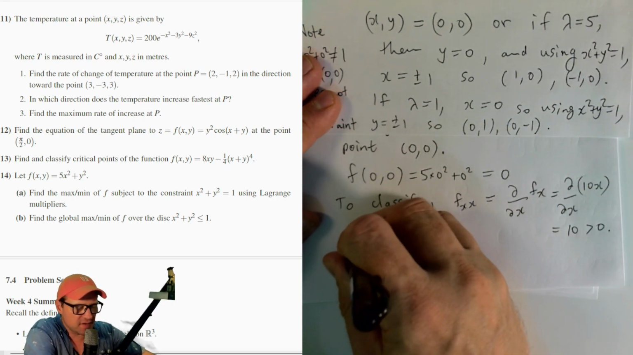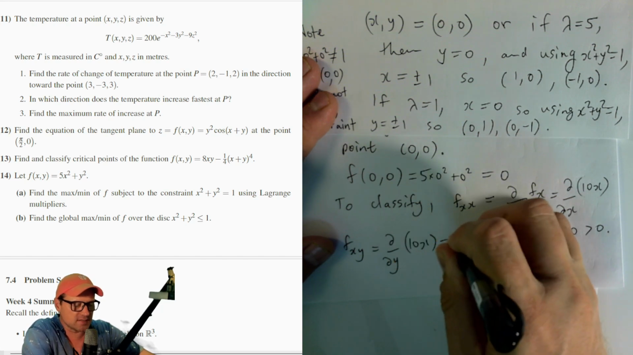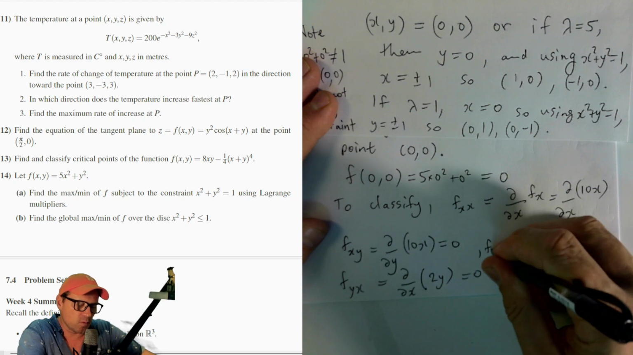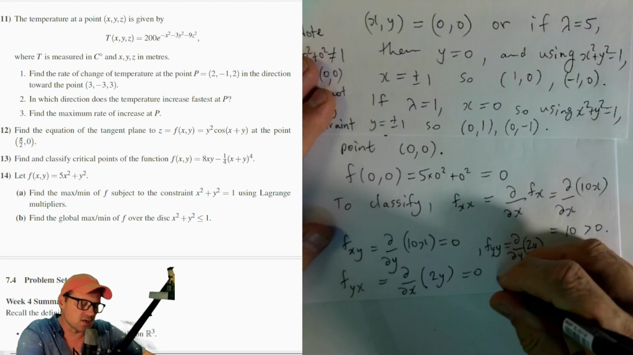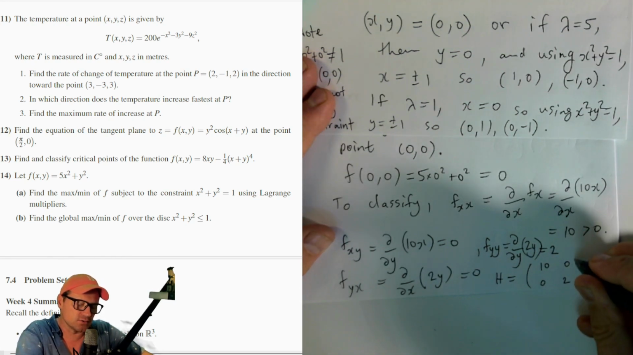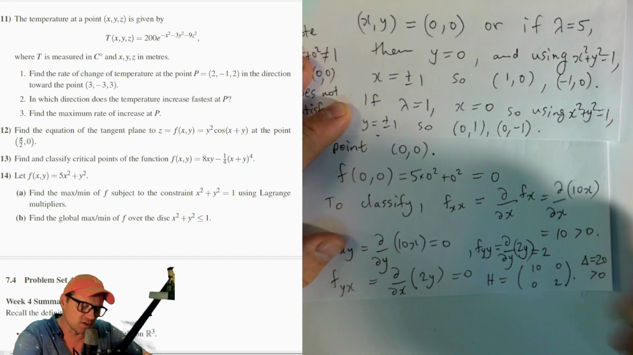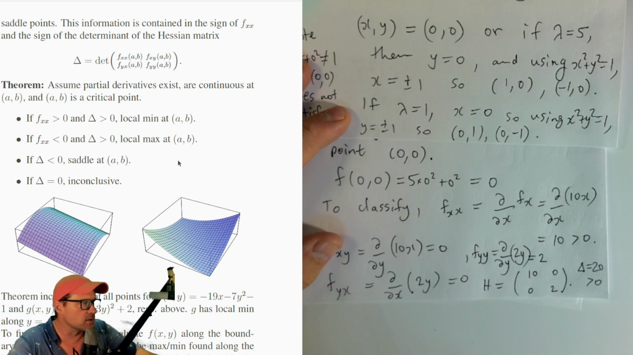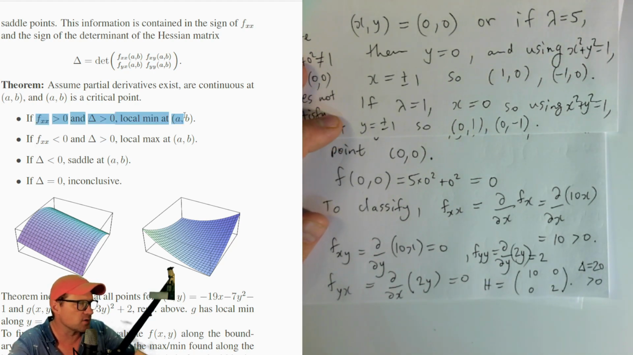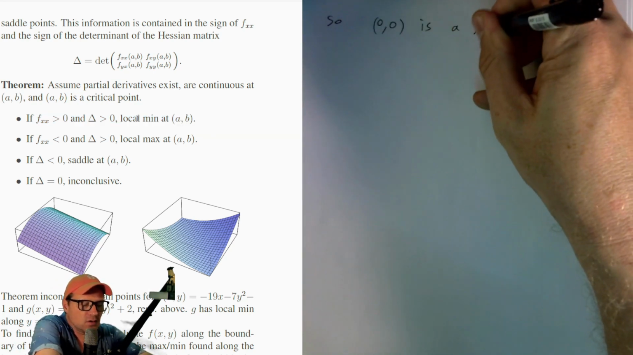And so now we need fxy, so differentiating 10x with respect to y, we get 0, and similarly fyx gives 0, and fyy is 2. So the Hessian is the matrix (10, 0; 0, 2). Okay, and so taking the determinant of this, we have 20, which is positive. Okay, and so looking at our theorem here, fxx is positive and delta is positive, and so we have a local minima at (0, 0). So the point (0, 0) is a local minima.